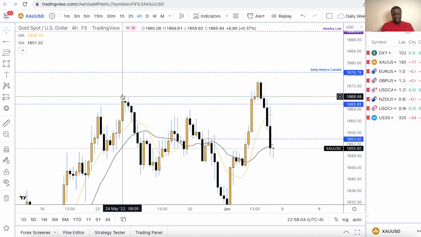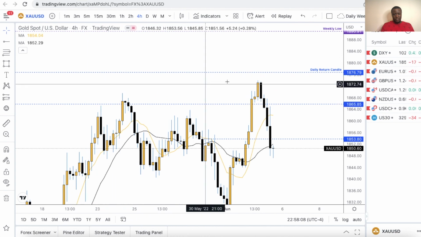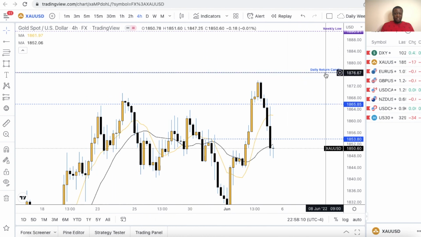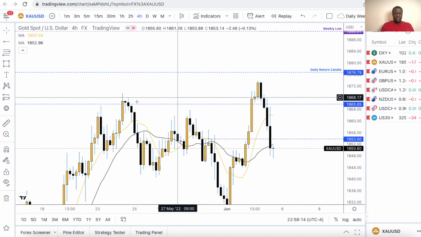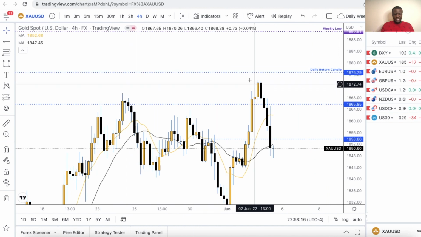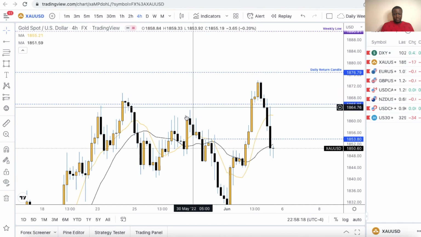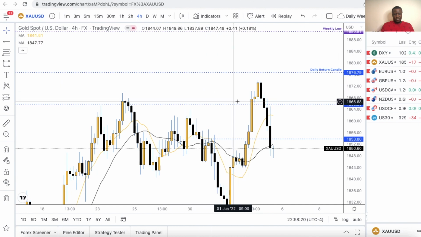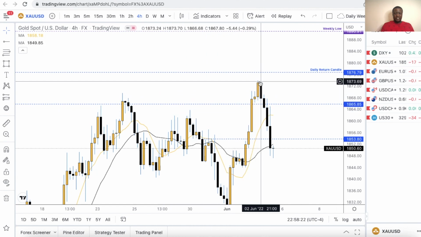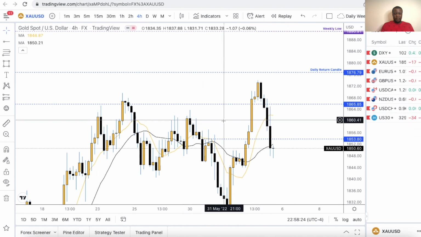And like I said, it swept this high right here, right? But remember, we have this daily return candle. It didn't completely go back to it. So this is that gap that we're talking about. It filled the gap, but it didn't completely fill the gap.